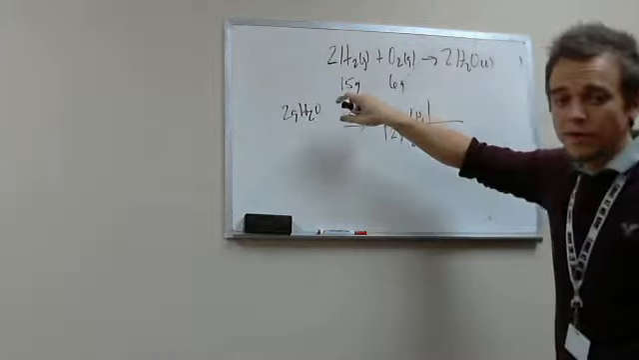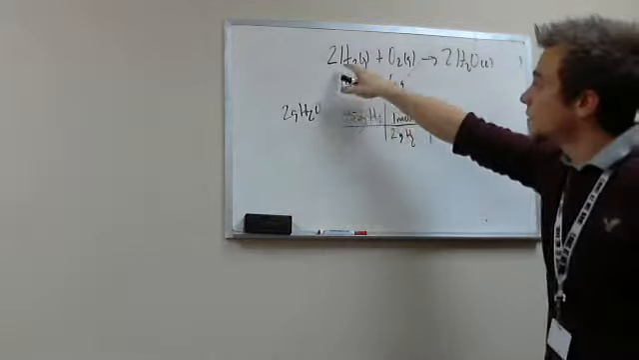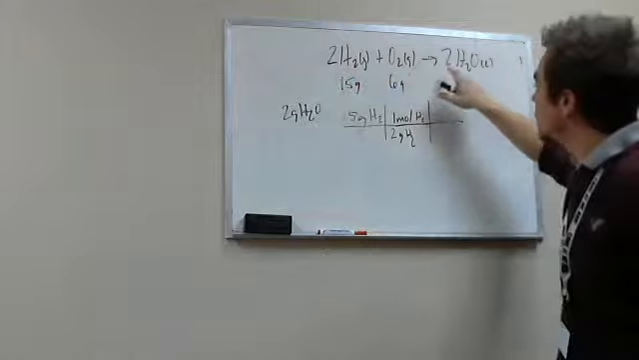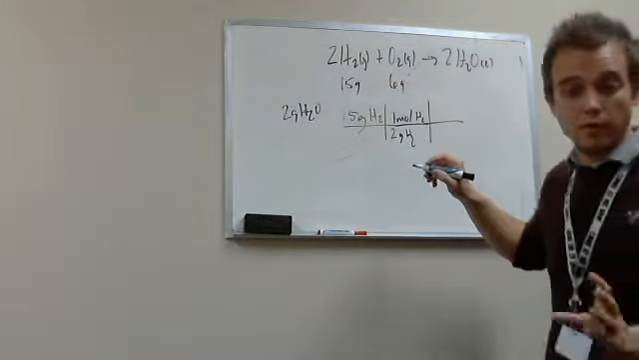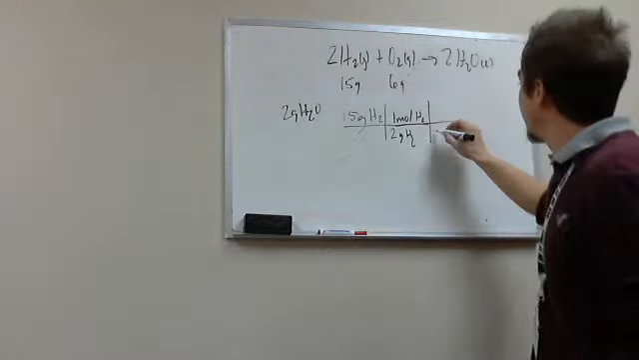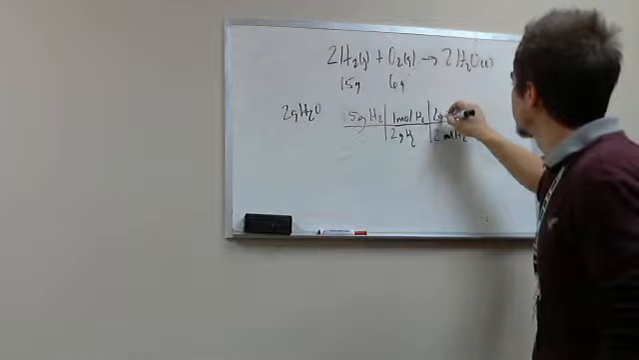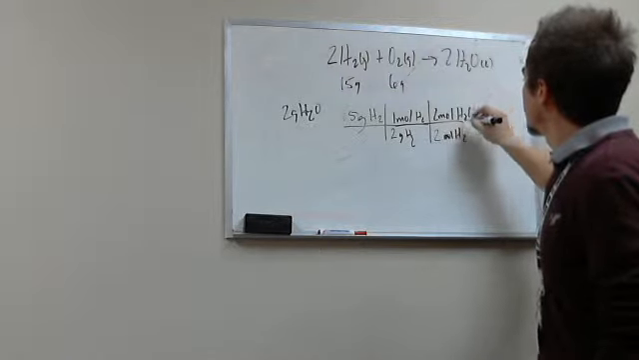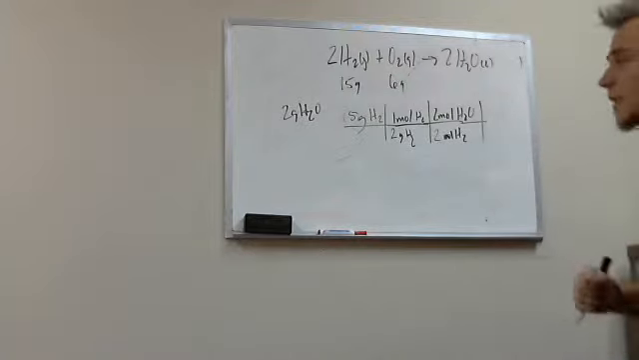And our stoichiometric ratio, our molar ratio: for every 2 moles of hydrogen we put in, we get 2 moles of water out. So it's 2 to 2, or 1 to 1 if you want to divide it out, but I'll leave it as 2 to 2. Now, like I said, don't worry if you can't see this. You can follow along and write it out.